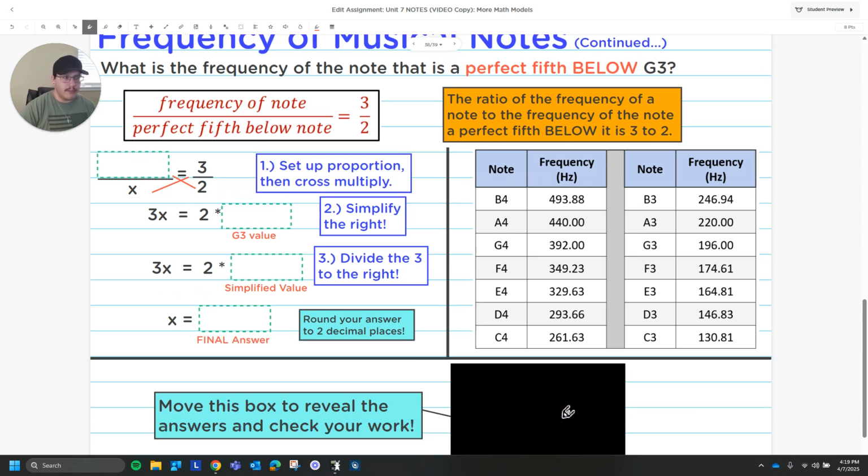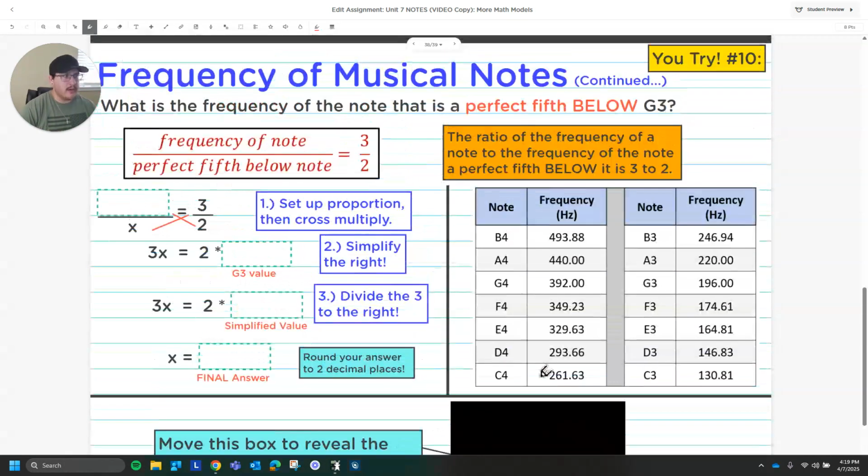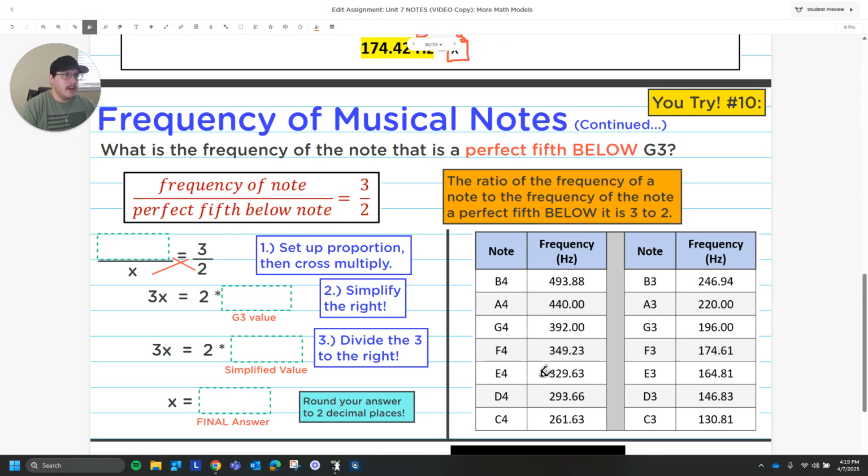See if you can figure it out on your own. Move the box to check your work. Go ahead and pause the video, try this on your own. Otherwise, I'm going to go ahead and show y'all how to do this.